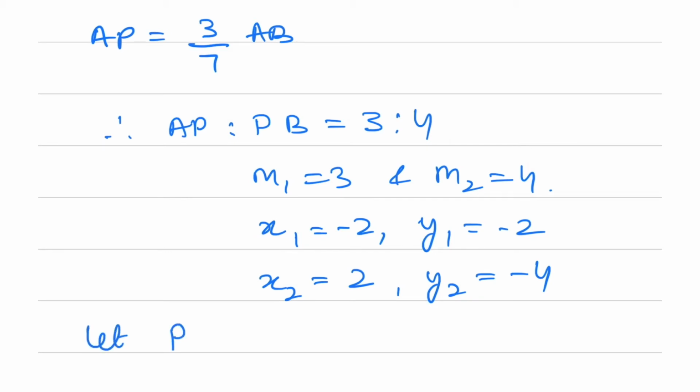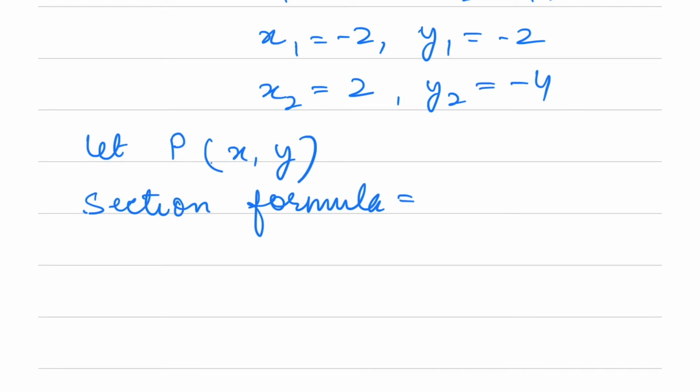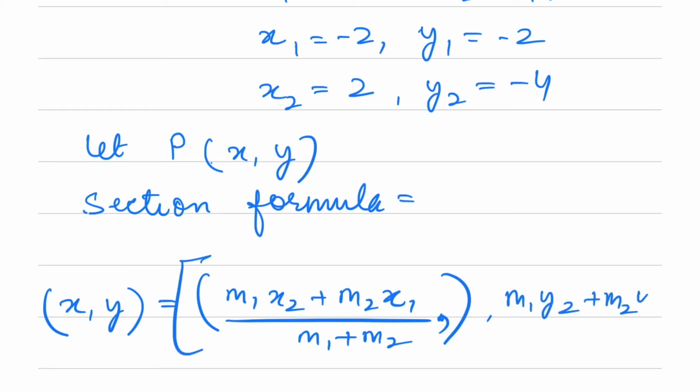So let the coordinates of P be x and y. And we have to use the section formula, so the coordinates x and y will be equal to (m1 x2 plus m2 x1) divided by (m1 plus m2), and y would be equal to (m1 y2 plus m2 y1) divided by (m1 plus m2).